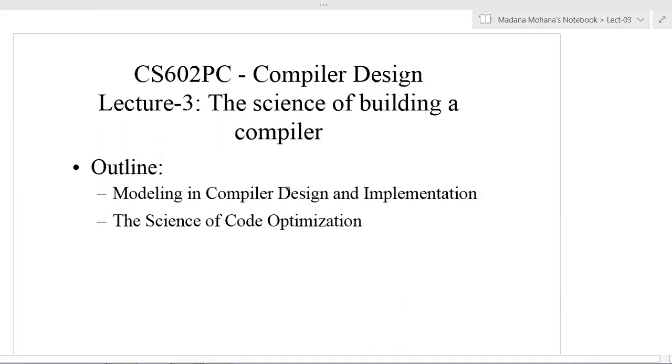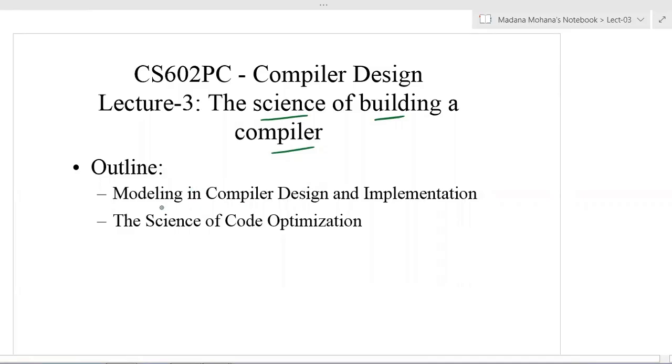In our previous lectures, we discussed the introduction to compiler and the various phases of a compiler, then phase-wise how to translate a given source program with inputs and outputs. So the next topic is the science of building a compiler. That means what is the background for the design or construction of a compiler, and what are the various methods and techniques involved. That we are going to cover here.